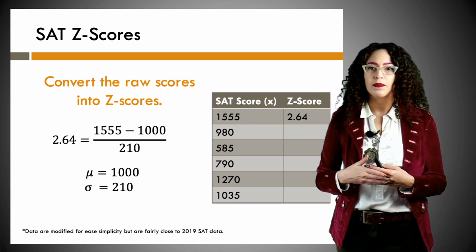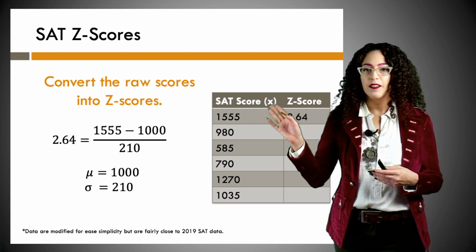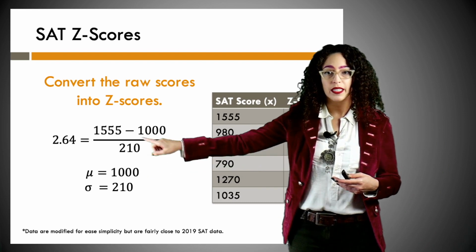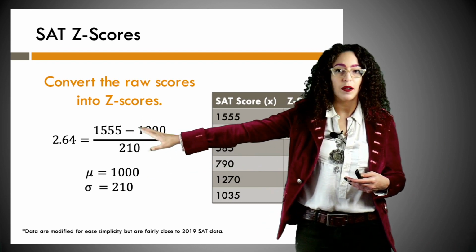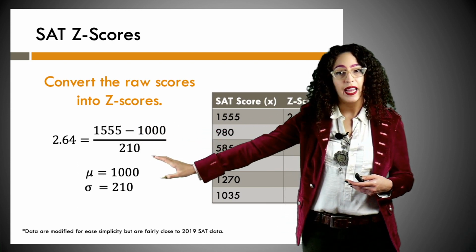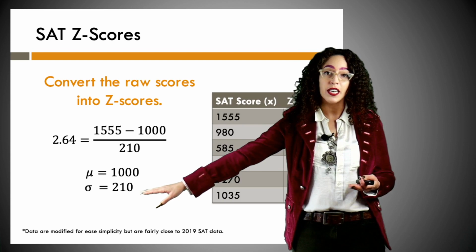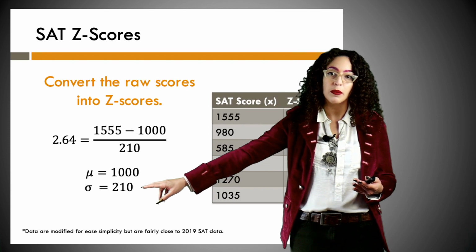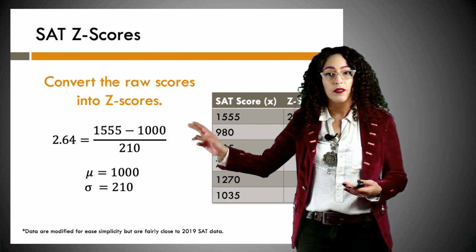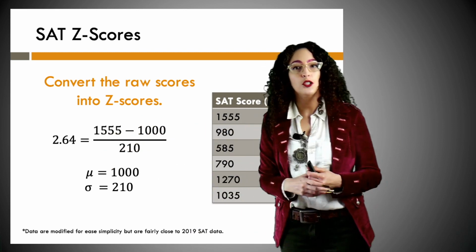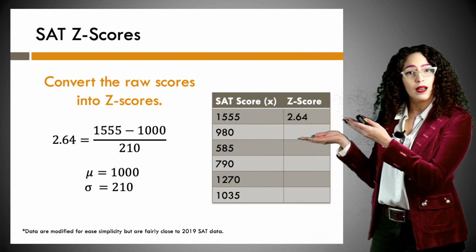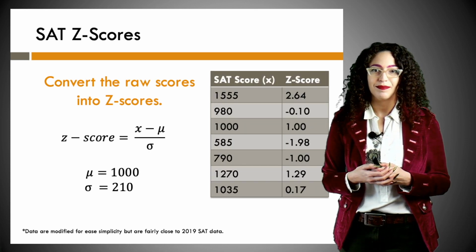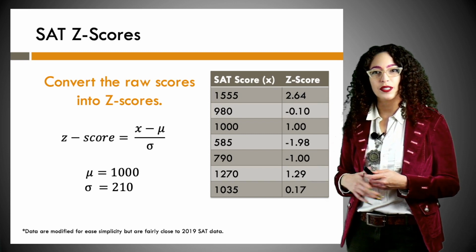So let's convert our first score. We have our first person here with a 1555, and the average for everybody is 1,000. So we're going to subtract 1,000 from 1555, and we're going to divide that by the standard deviation. Remember, standard deviation is how much people on average differ from each other. So in the SAT, the average amount of difference for most people is about 210 points. Now if we do that calculation, we end up with a z-score of 2.64. Ta-da! Now let's use some editing magic and fill in the rest of the answers. Bam! So here we have the rest of our z-scores.